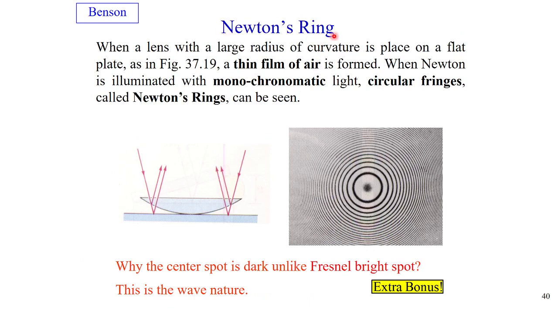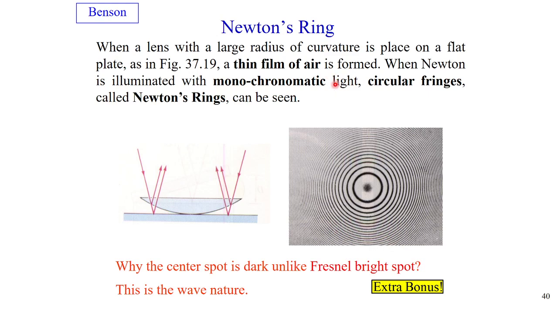Okay, let me give you another example, less famous: Newton's ring. You can see here from Benson, when a lens with a large radius of curvature is placed on a flat plate, as in the figure below, a thin film of air is formed because of the large radius of curvature. When the thin air gap is illuminated with monochromatic light, circular fringes called Newton's rings can be seen.